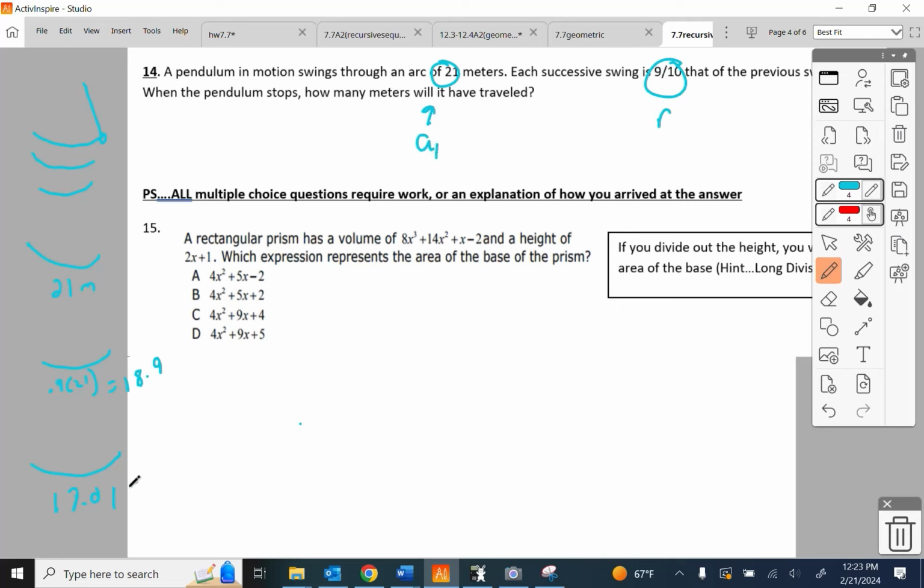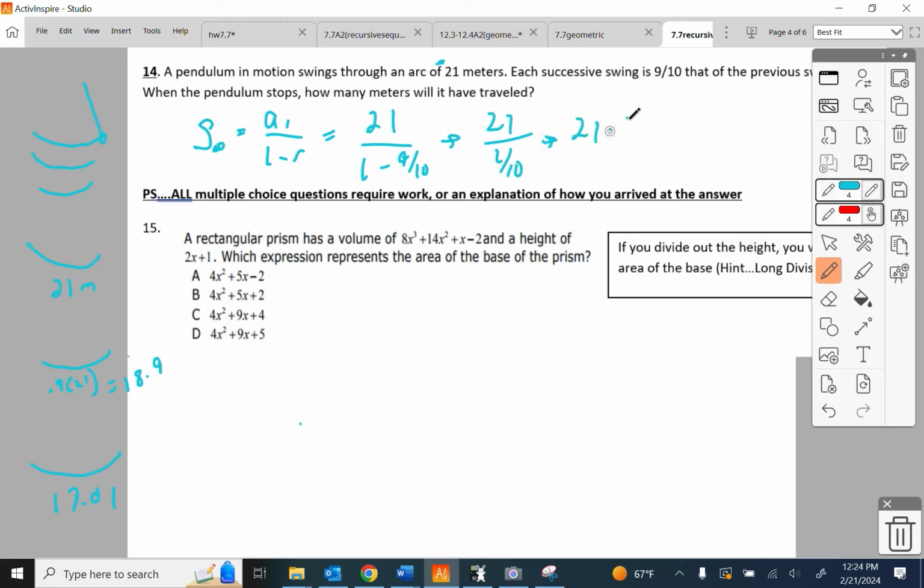Now, eventually the pendulum quits swinging from left to right. This is an infinite series. The sum of the infinite series is the first term over 1 minus r. The first term is 21. The bottom is 1 minus 9/10. This is 21. 1 minus 9/10 is 1/10. This is 21 times 10 over 1, which is going to be 210 meters. Eventually that thing travels 210 meters before it rests.